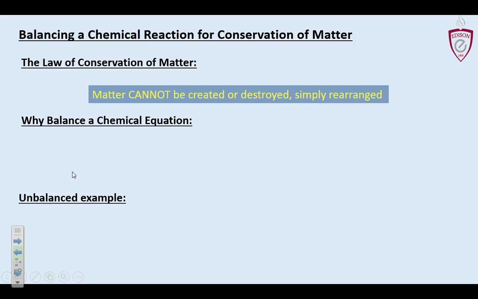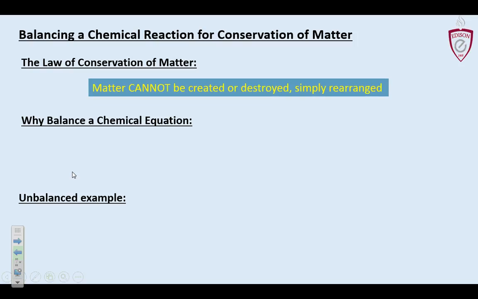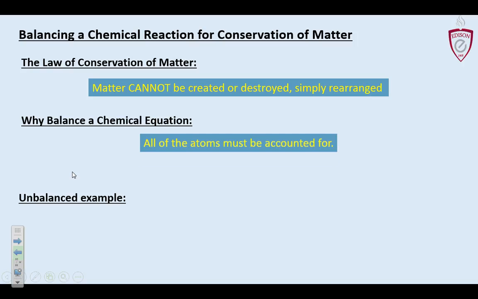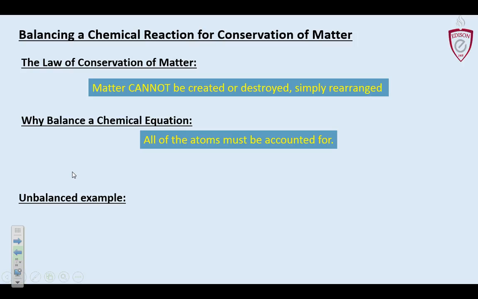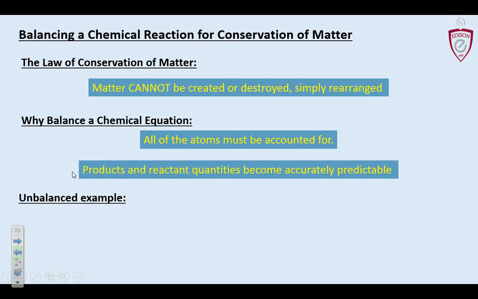The law of conservation of matter states that matter cannot be created or destroyed, but I can simply rearrange some atoms. A chemical reaction is, at its most basic conceptual core, like I've got a pile of these Legos over here, and I'm going to do a chemical reaction and make this thing over here with the same pieces put together in a different way. I can't lose any pieces and I can't add any pieces. That's really the basis of this. So all the atoms must be accounted for, and the products and reactants become accurately predictable when we have a balanced equation.